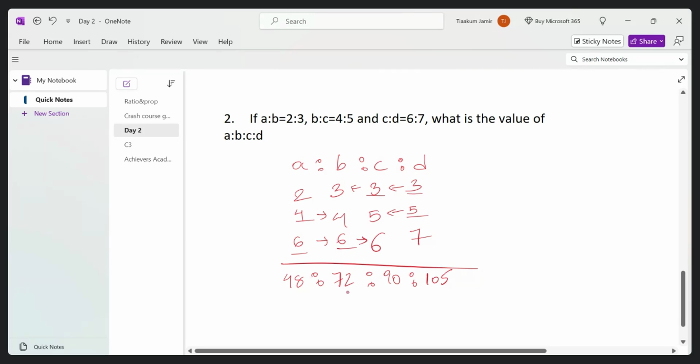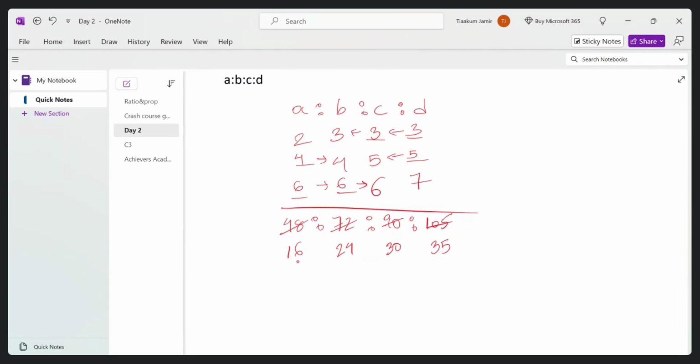I believe this will not be the answer. We can get a common value, so let's check. 3 ones, 3 sixes, 3 twos, 3 fours, 3 tens. 3 threes are 9, 3 fives is 15, or no? For which ratio, the answer is 16 is to 24 is to 30 is to 35. That will be the answer.